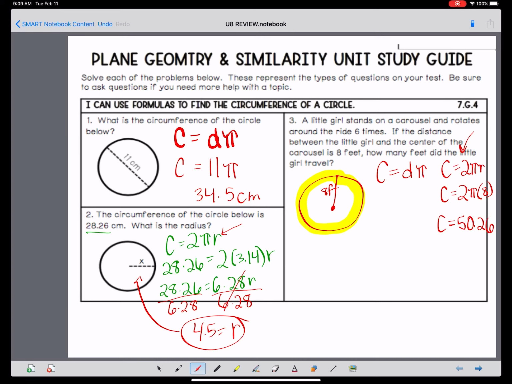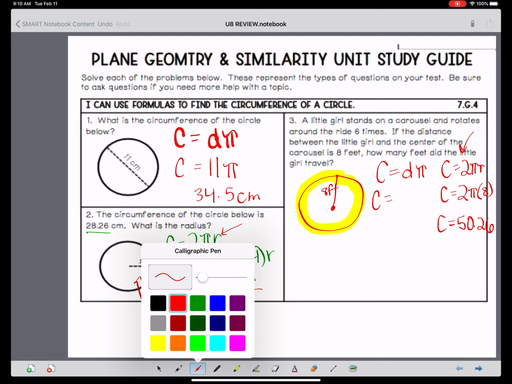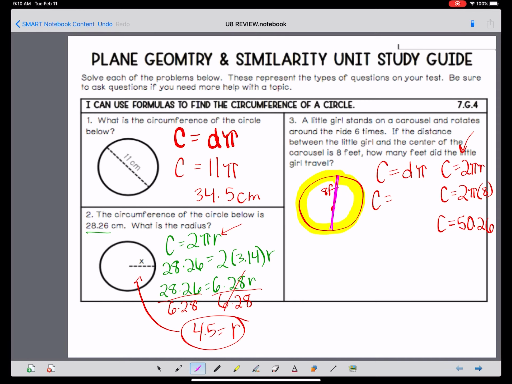Now, if you wanted to use the other equation, I'm going to show you really quickly how you can do that. The circumference is equal to the diameter times pi. Well, we don't have the diameter, but what we do have is the radius. The diameter would just be double. So what's double 8? That's 16, so we could say 16 times pi. And let's go ahead and type that in. 16 times pi gives me 50.26. Notice I got the same answer for both.